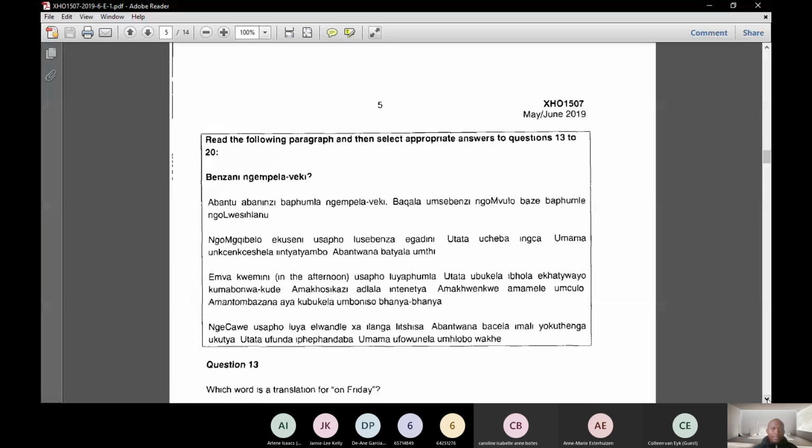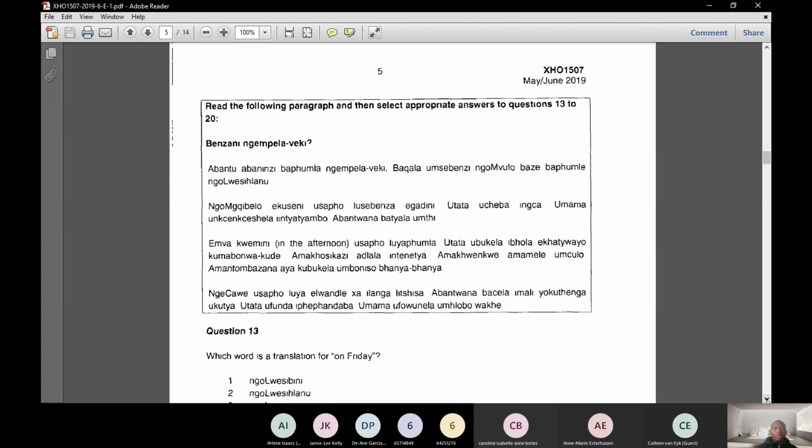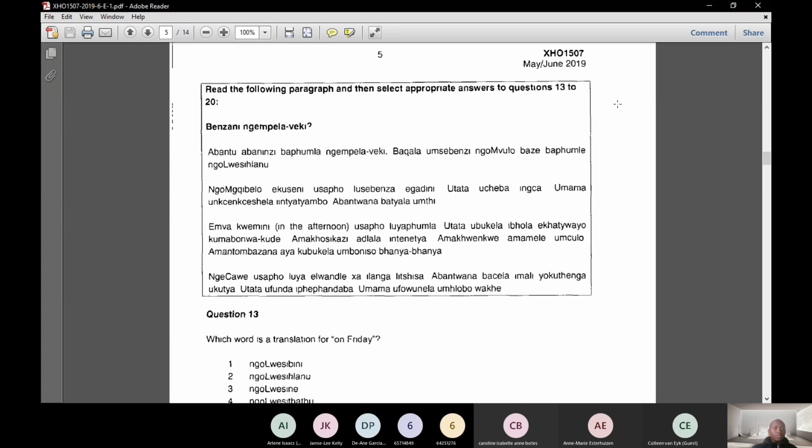Number 13. To answer number 13, we have to read the paragraph. From 13 to 20, we'll read to answer the questions. Question 13 to question 20. Sorry. We'll have to read the paragraph. So do you want to do the reading?